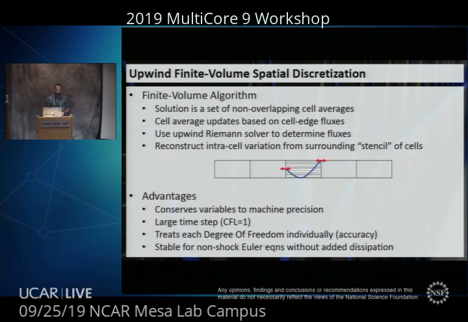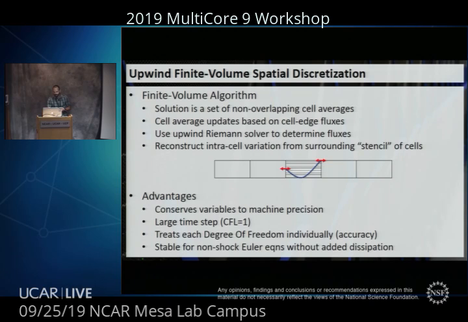So I'd like to start with an upwind finite volume discretization in space. I like this algorithm for a number of reasons, but first I'll describe it, even though most of you probably know it. The solution is described as a set of non-overlapping cell averages, and the cell averages update based on cell edge fluxes. You use a Riemann solver to reconcile two different estimates of the flux at the same interface. That Riemann solver being upwind is what adds the necessary dissipation to the scheme to make it stable.